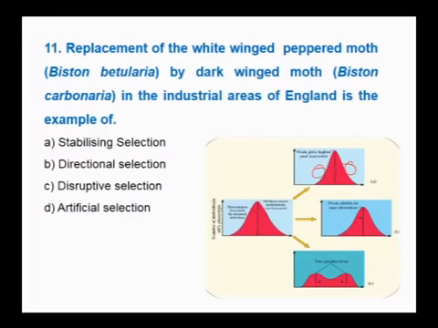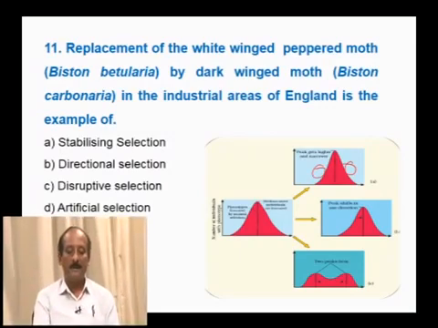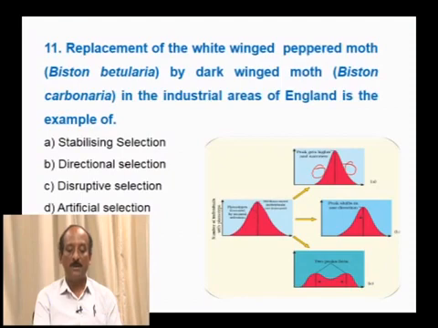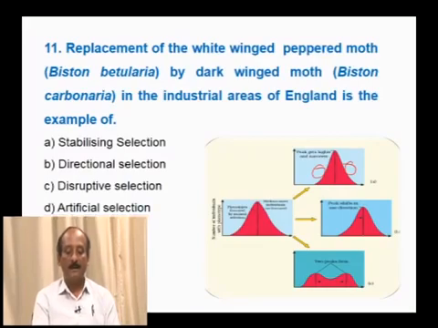But directional selection is due to variations in the environmental conditions. Because of that, the mean value character changes and the graph shifts towards the right side. And disruptive selection is mainly due to adaptive radiations, because new species evolved, which leads to the splitting of a single group of population into several subspecies. Here the replacement of white-winged peppered moth by dark-winged peppered moth is mainly because of the changes in the environmental condition, and that is an example of directional selection. Yes, the correct option for this question is option B.